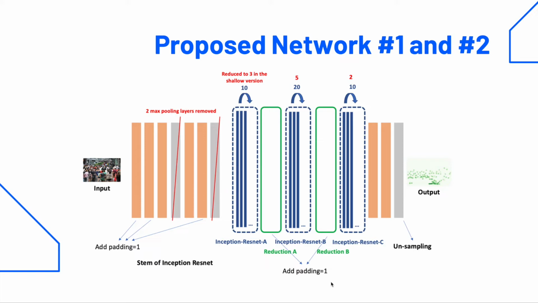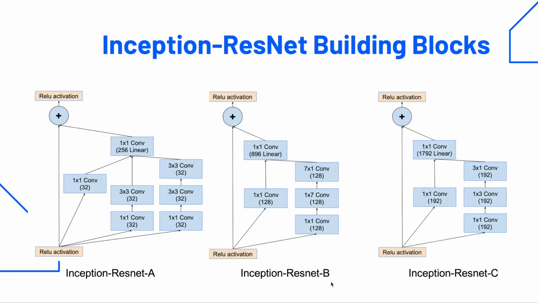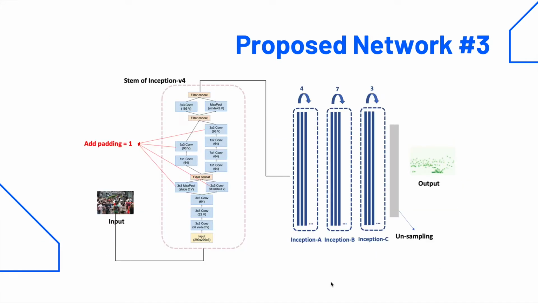Thirdly, max pooling layers in the stem are removed. This is to ensure that the feature map is large enough and more detailed information is being passed. The average pooling and softmax layers for the image classification task in the original architecture are replaced with an upsampling layer. These are the detailed diagrams for the Inception-ResNet building blocks.